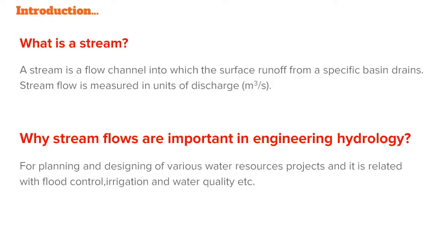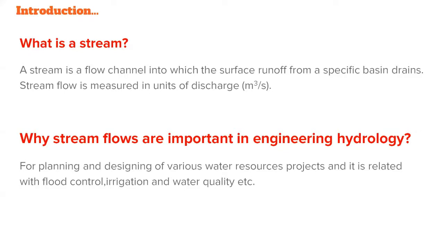So what is a stream? A stream is basically a flow channel into which the surface runoff from a specific basin drains. This surface runoff means when precipitation happens, then some losses happen. After these losses, whatever water flows over the ground is the surface runoff. This surface runoff makes the flow channel, and the unit of the flow is meter cube per second.